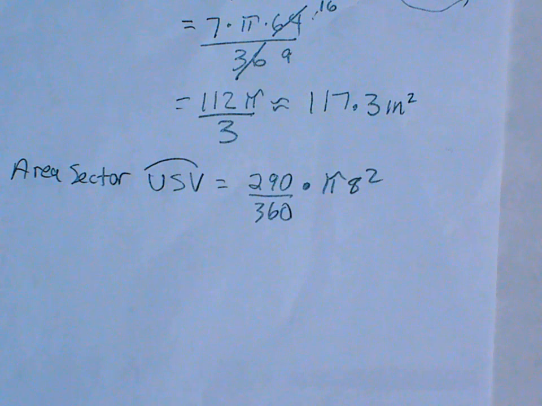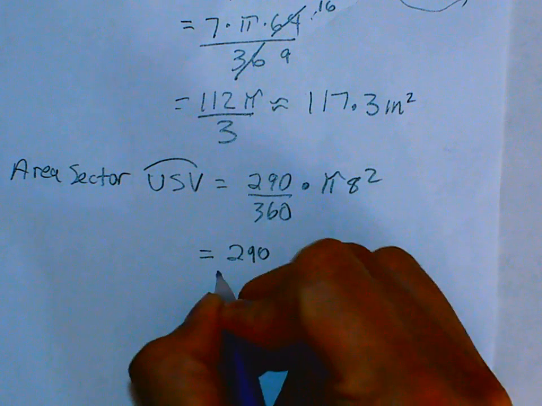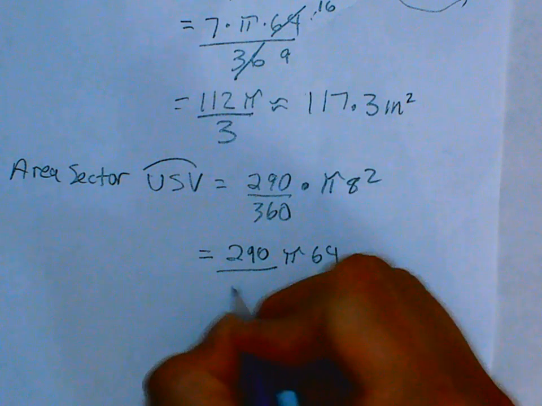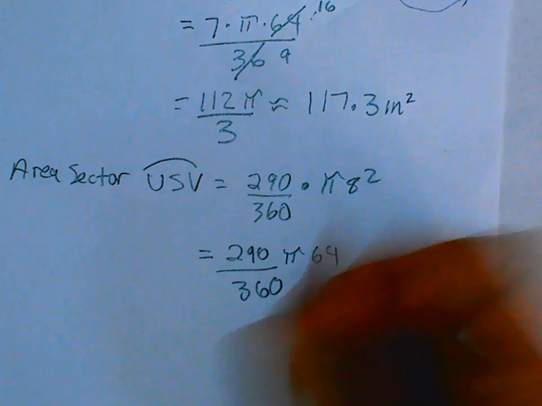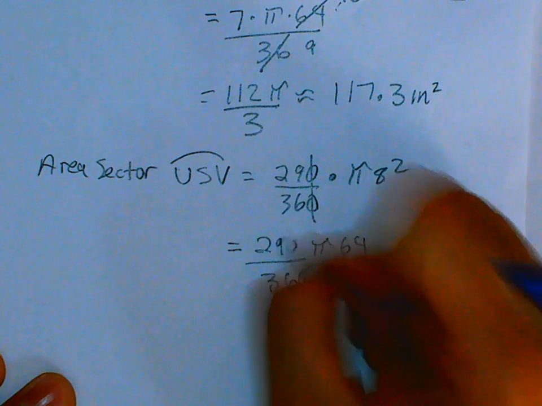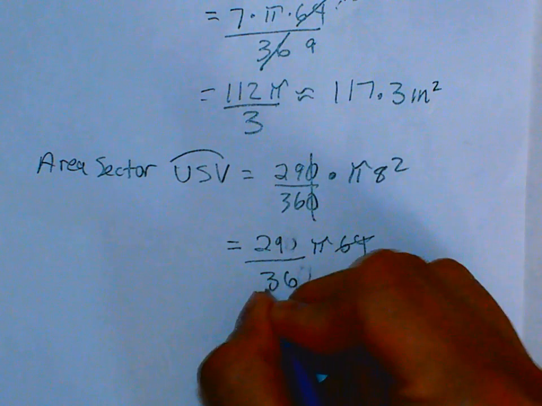Okay, so then now what we got to do is simplify this. Okay, so we still have this. Actually, let me simplify that. The 64 and the 36 are still divisible by 4.